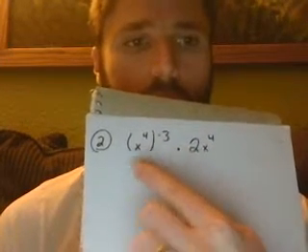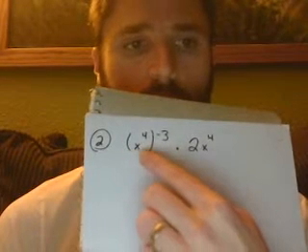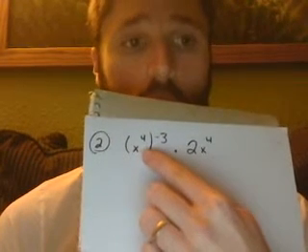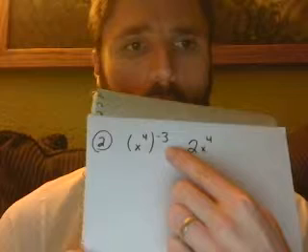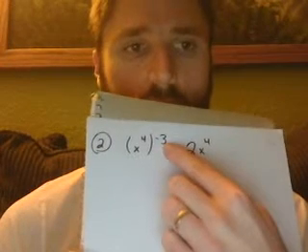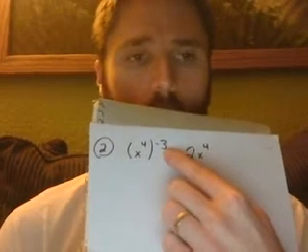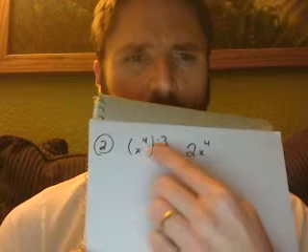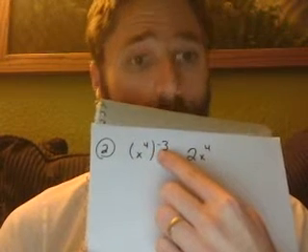Now notice there's nothing we can really do in the parentheses. We're just given a single variable to a single power. So let's figure out what to do with this to the negative 3 power. Well, if the negative 3 were a positive 3, what would that mean?